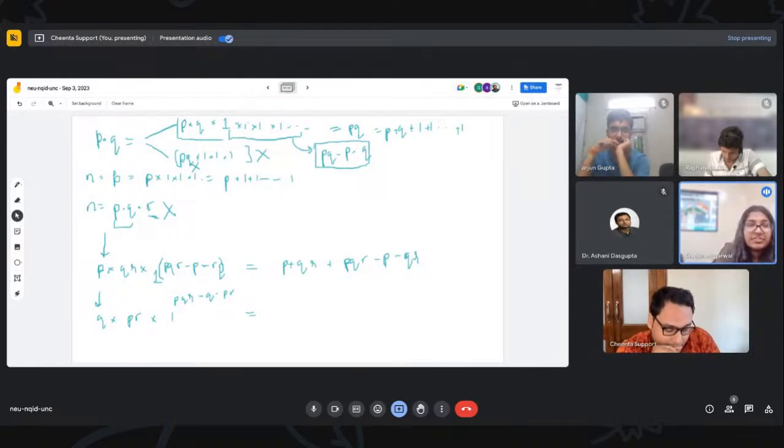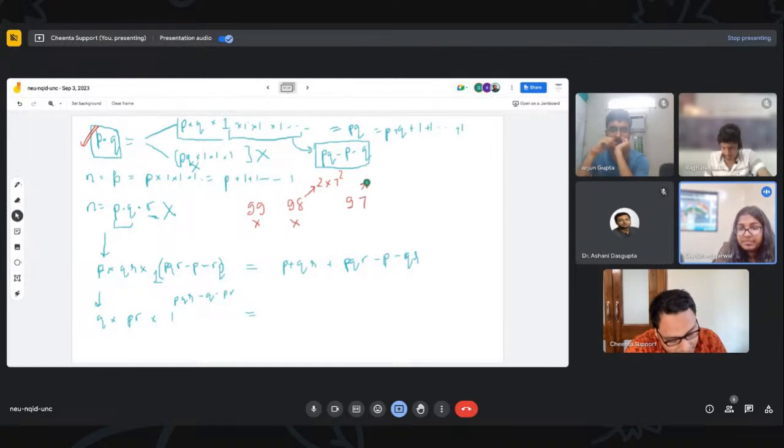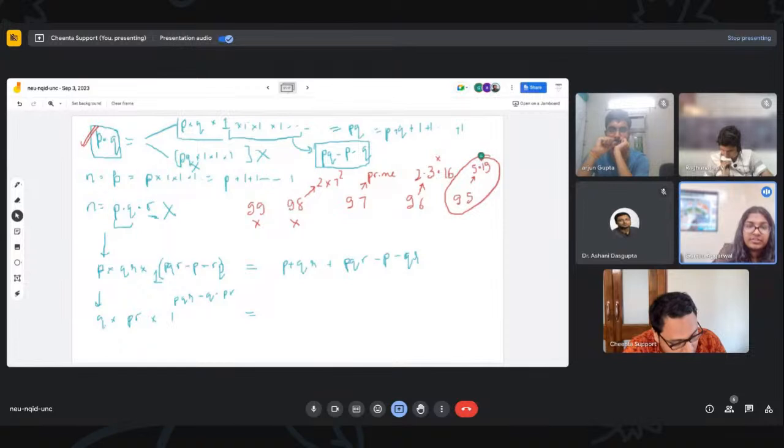So we just have to look at the largest number, which is less than 100 and it's of the form pq. So it's not 99. It's not 98 because it's 2 times 7 squared. It's not 97 because that's a prime. It's not 96 because that's 2 times 3 times 16. And it is 95 because that's just 5 times 19. So 95 is the largest beautiful number before 100.